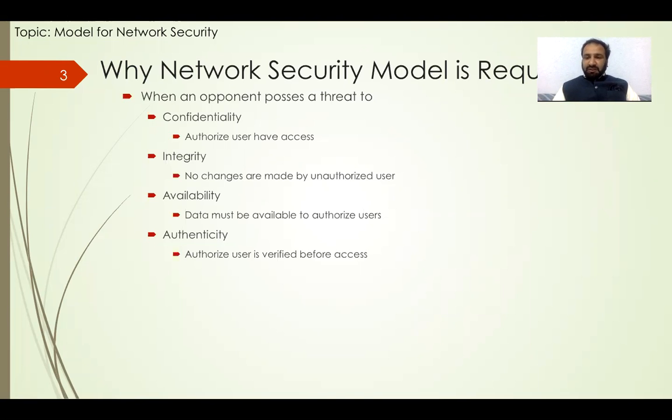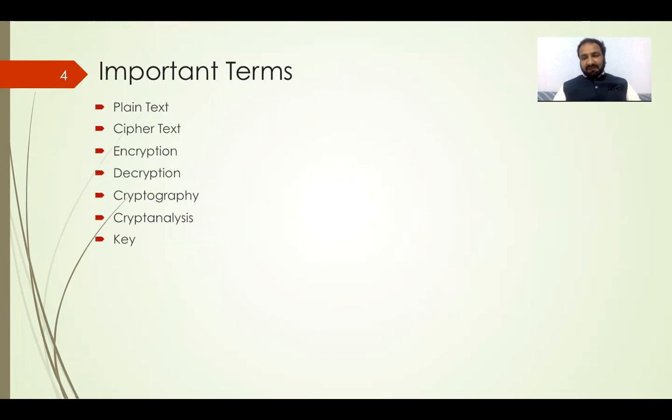make your data secure. As we have discussed all these terms in our class, but for the sake of understanding, I'll explain it again. Confidentiality means only authorized users have access to that data. Integrity means no changes have been made over the network. And availability means data must be available to authorized users only. And authenticity means an authorized user is verified before access is granted. So these are the terms. Before starting our security model, we need to understand these.